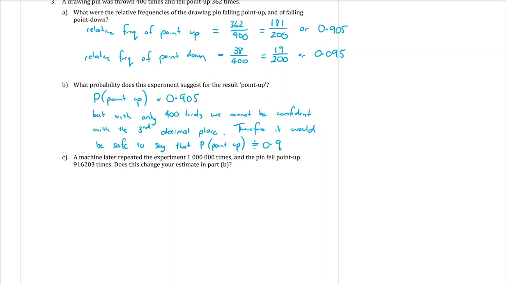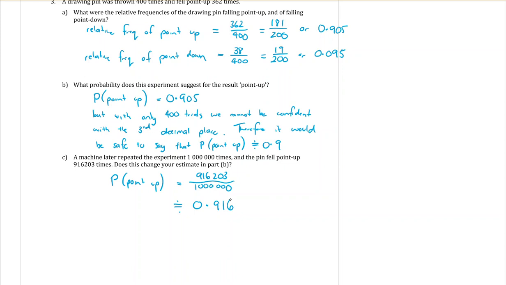All right, a machine later repeated the experiment 1 million times, and the pin fell point up 916,203 times. Does this change your estimate in part B? So first of all, let's work out our new probability based on this experiment. The probability of point up is 916,203 over 1 million. Now, we kind of need to see that as a decimal. That is approximately equal to 0.916.